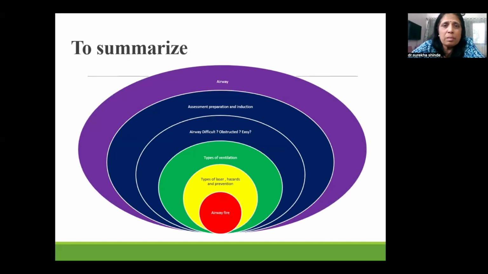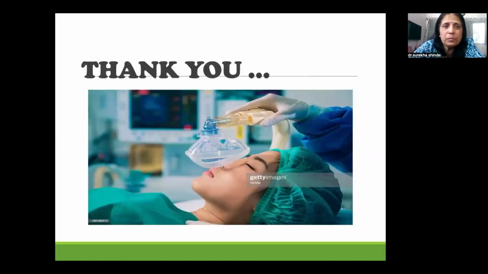To summarize, whenever we are talking about laser surgeries, first is airway assessment, preparation, and induction, which is very, very patient specific. The airway could be difficult, it could be obstructed, it could be easy. You have to decide your strategy of ventilation, and you have to know your laser, what kind of hazards you are going to face, and how you prevent them. And always remember, there could be an airway fire, and you have to have the strategy and protocol in your mind and in your OT to extinguish it. Thank you very much.